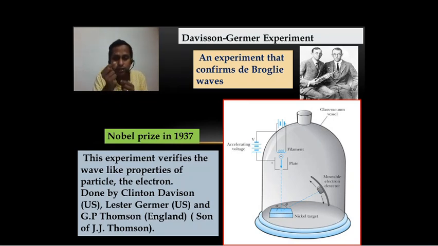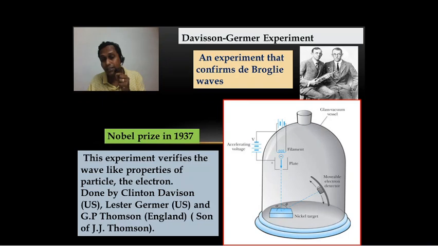What happens is we are getting a narrow beam of electrons. This narrow beam of electrons, look at this figure, falls on the nickel target or nickel crystal. After scattering, it's a nickel crystal.